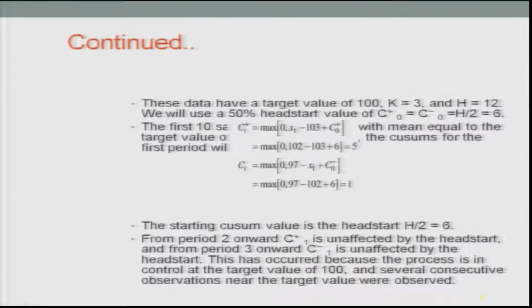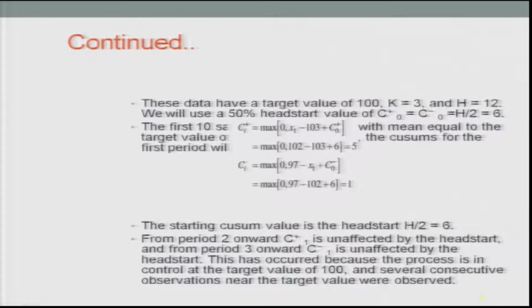These data have a target value of 100. So, basically the target value was 100 and we considered k as 3. So, obviously plus minus k would give you the values of 103 and 97. The h value is basically 12. So, we will use a 50% head start such that the values of C plus and C minus at 0, which are the initial values where you are starting, would be given by 12 by 2, which is 6.